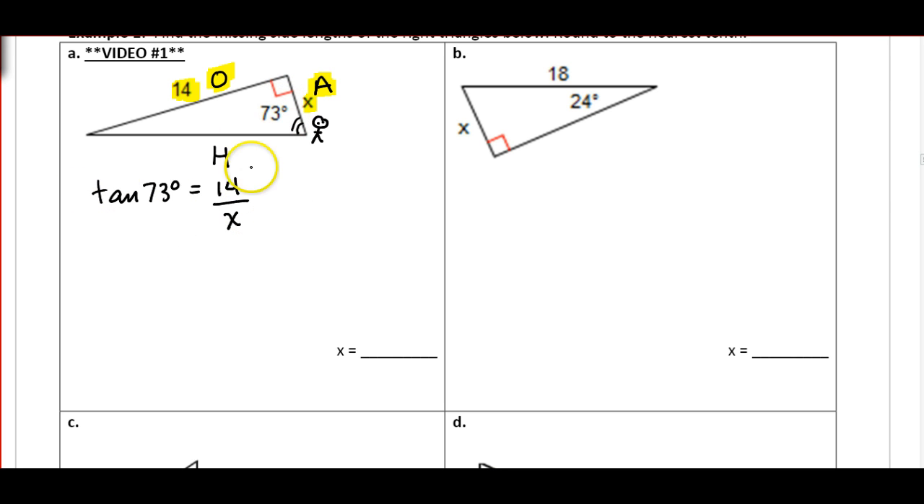Alright, so we have this equation and we want to solve it for x. Usually what I'll do is put this over 1 so I have two fractions, and now I can cross multiply, so I have x times tan 73 is equal to 1 times 14. Even though this looks kind of weird and not what we're used to, we can still divide by everything on this side to isolate the x. So I'm going to divide by tangent 73 degrees on both sides.